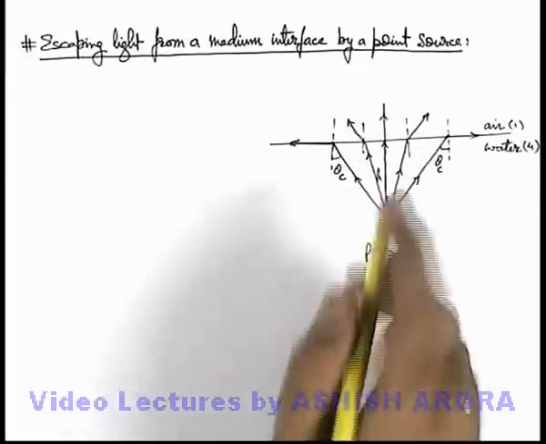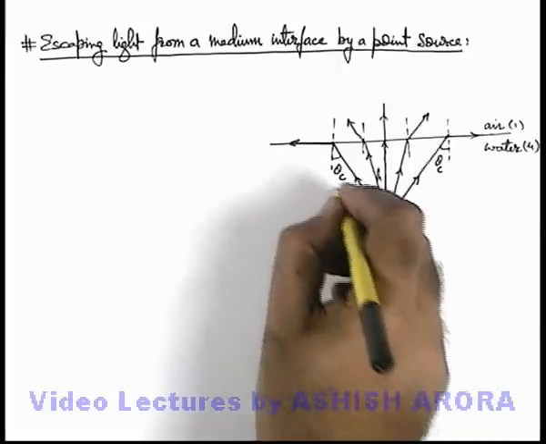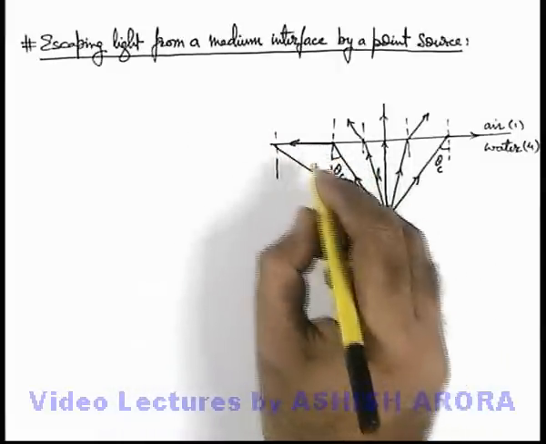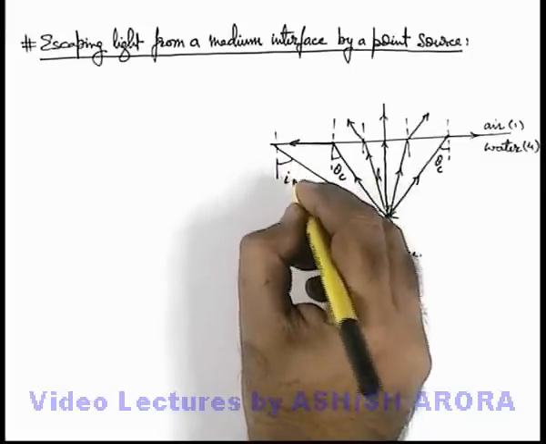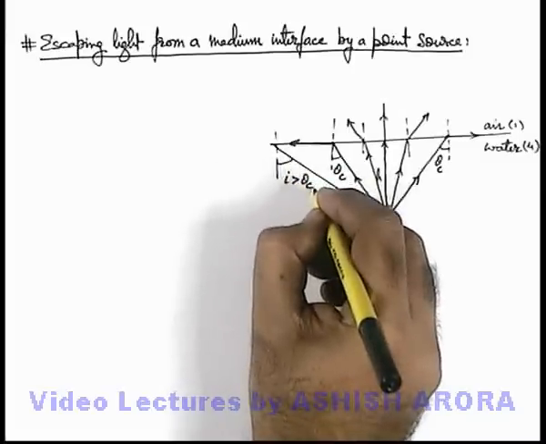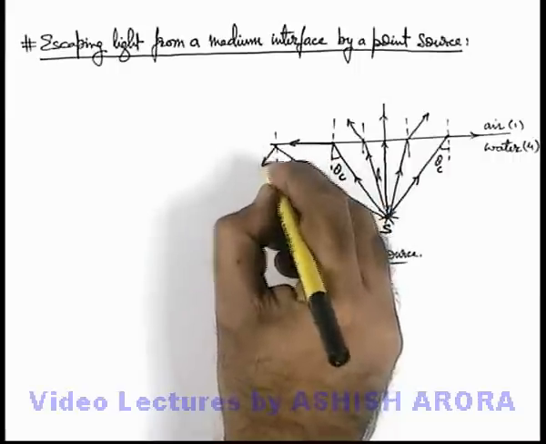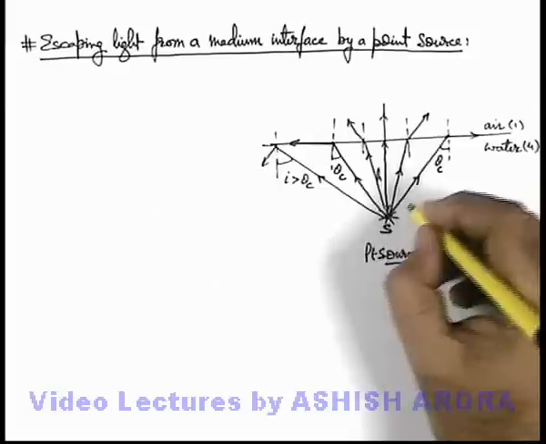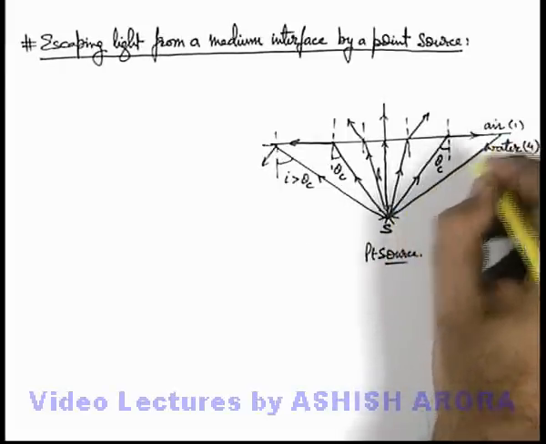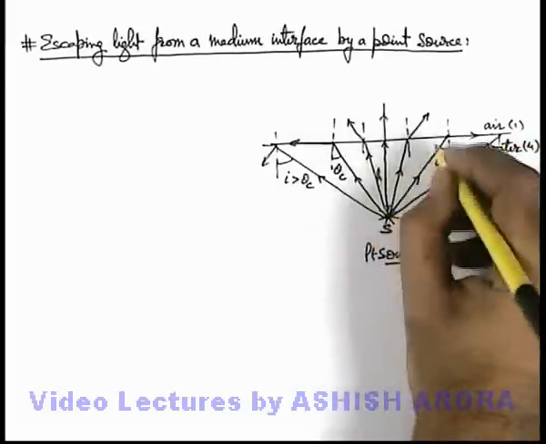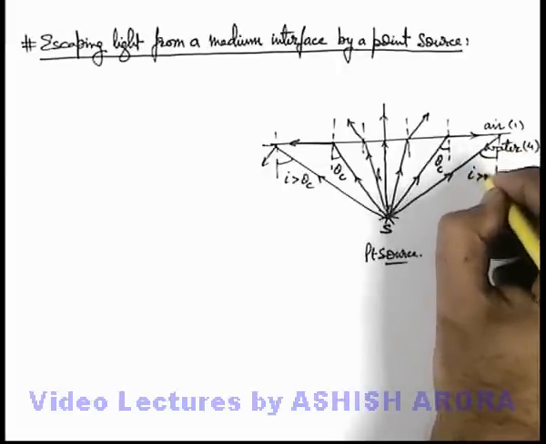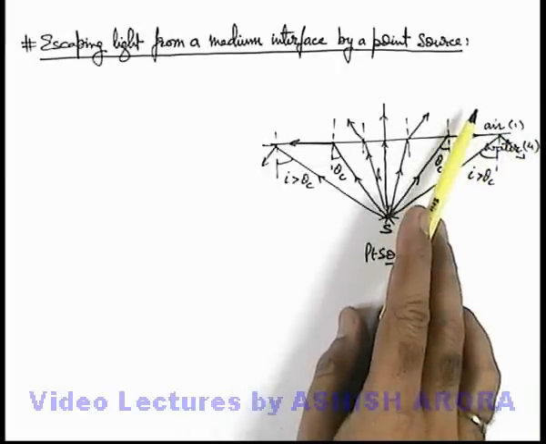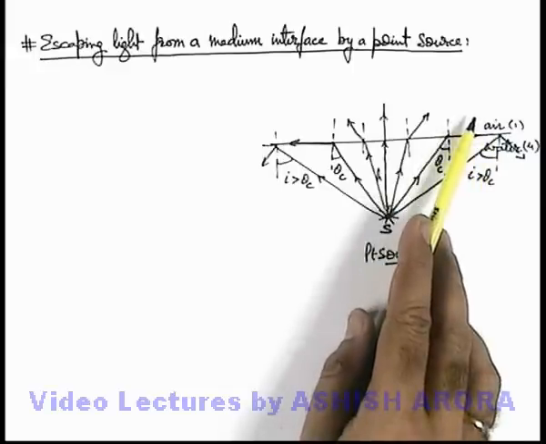Now in this situation, all those light rays from the source incident onto the boundary which are beyond this cone will have an angle of incidence more than theta c. So these light rays will be reflected back into the same medium, that is water. So all the light rays which are going beyond this conical region will have i more than theta c, and these light rays will not be able to escape from the water to air medium.